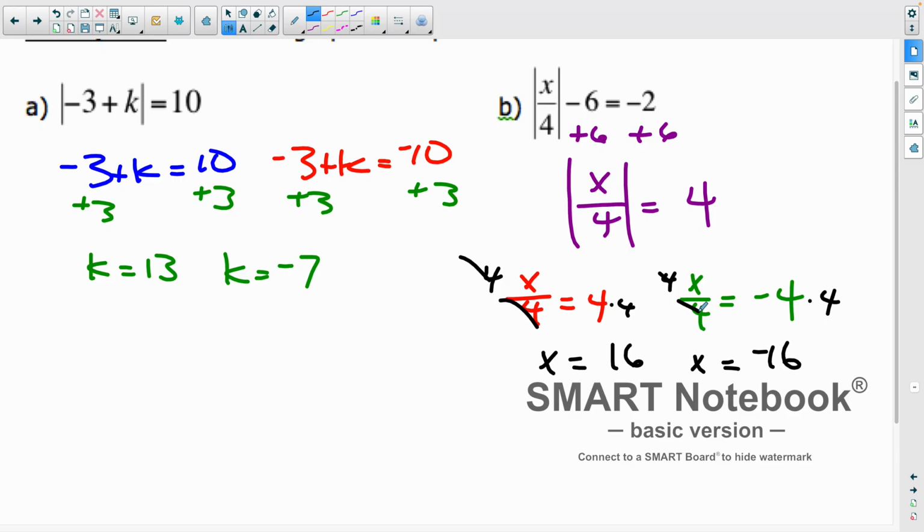Okay? Now, they are opposites, but I didn't just get one and make it opposite. I solved both equations. Okay? I'd like you to try example C by yourself.